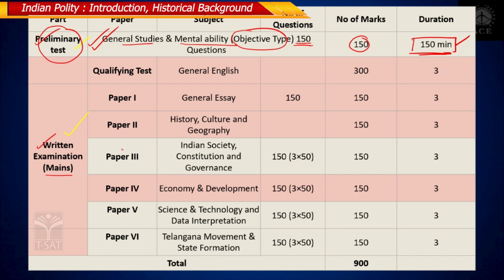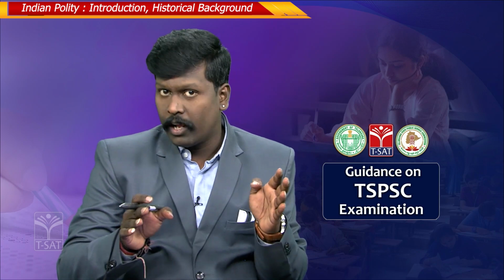Now, coming to mains, if you look at the mains syllabus here, we have a paper called paper 3. Paper 3 is directly linked to Indian society, constitution, governance, which is about 150 marks. 3 hours is given, 150 marks. Now, these prelims-based classes are also useful for your paper 3.